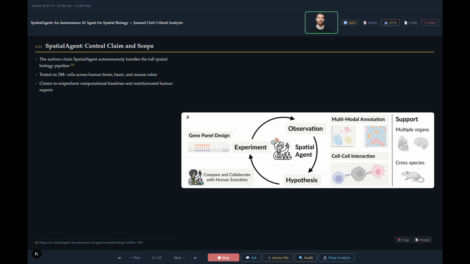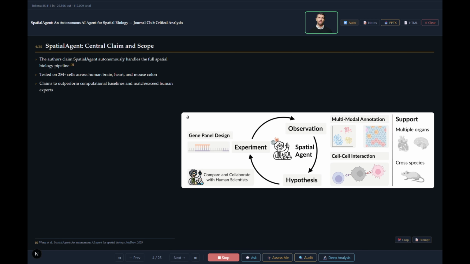Here's the paper's central claim, shown in Figure 1A. Spatial Agent is presented as an LLM-equipped autonomous agent that tackles 4 major tasks in spatial biology: gene panel design for experiments, cell type and tissue niche annotation for optional analysis, finding summarization, and hypothesis generation for cell-cell interactions. The authors emphasize it supports multimodal inputs and cross-species analyses. Note the scope of the claim. This is an ambitious end-to-end system.